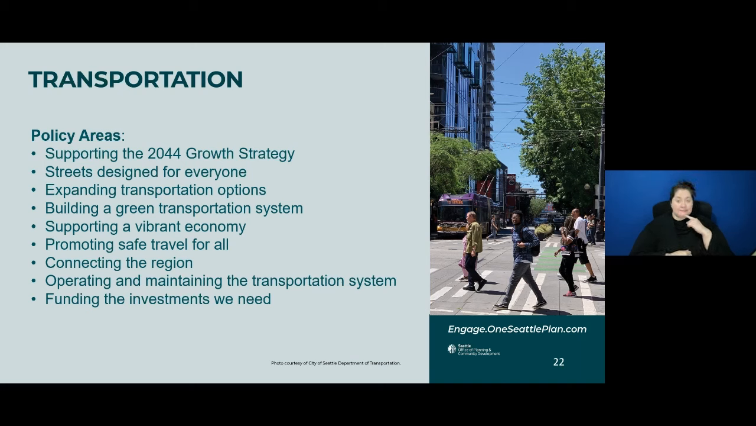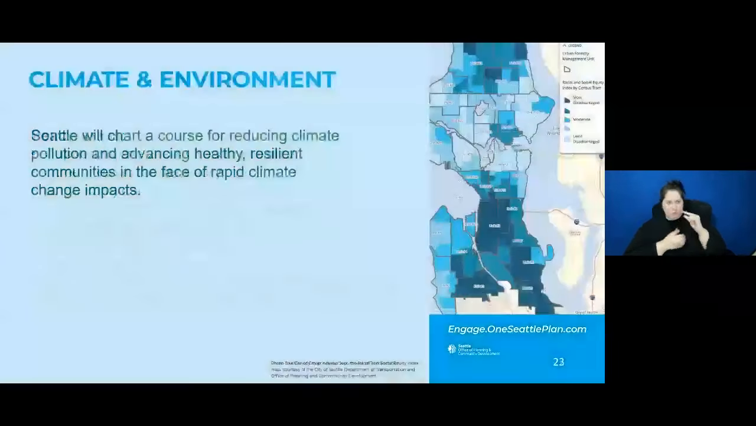serious injuries and fatalities in our transportation system, our connections to the region, how we operate and maintain the system, and also, of course, how we plan to fund investments over the next 20 years. So those are the policy areas that are addressed in transportation.